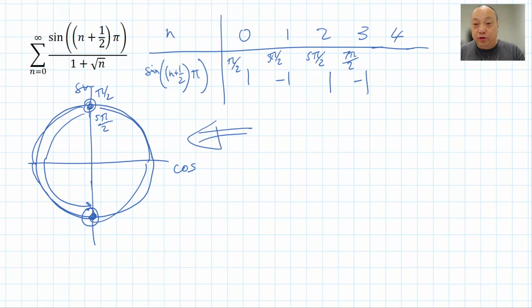I'll just do one more just in case. 4. 4 plus 1/2 is 4.5. 4.5 is 9 over 2, so 9 pi over 2. And I was at 7 here. 8, 9. I'm back up here at +1. I see that the value of sine alternates between 1 and -1.